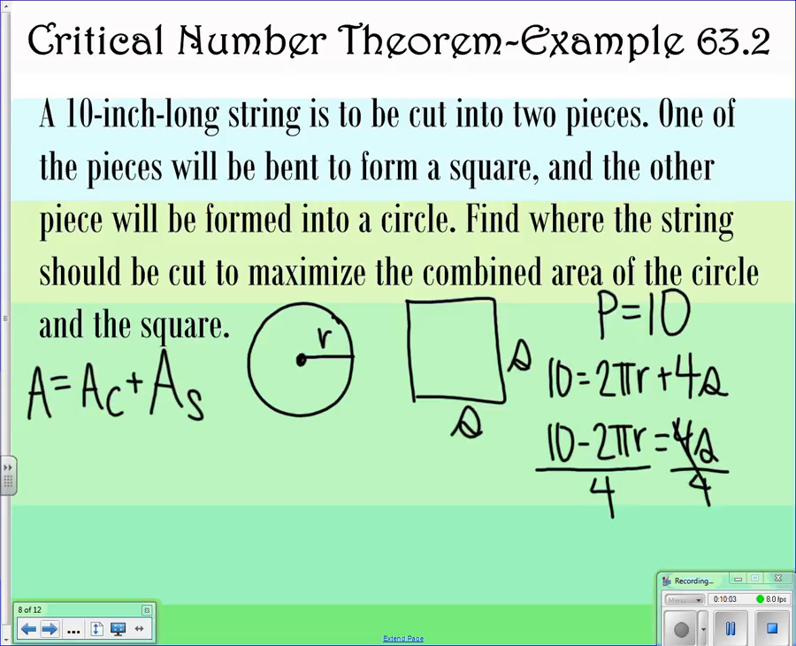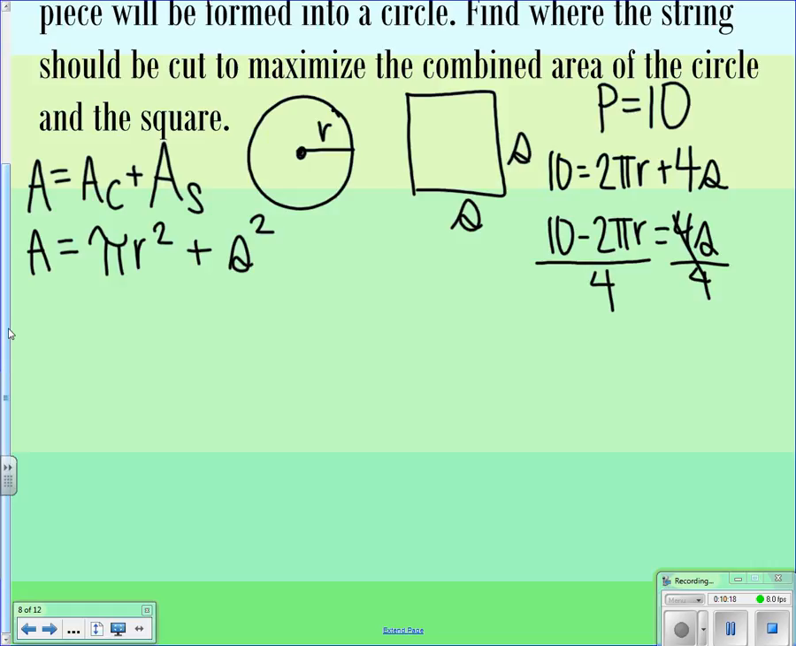Now looking at our area formula. The area for a circle is pi r squared. The area formula for our square is the side length squared, because it's the side times the side length. Right now those are not the same variables, but we can plug in s and put it in terms of r. And we can go ahead and reduce that 10 over 4 to 5 over 2. And then we have minus pi r over 2. And we're going to square it. So that's going to be your area.